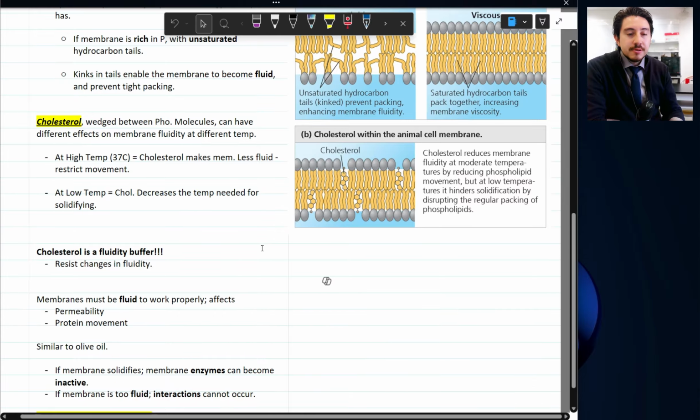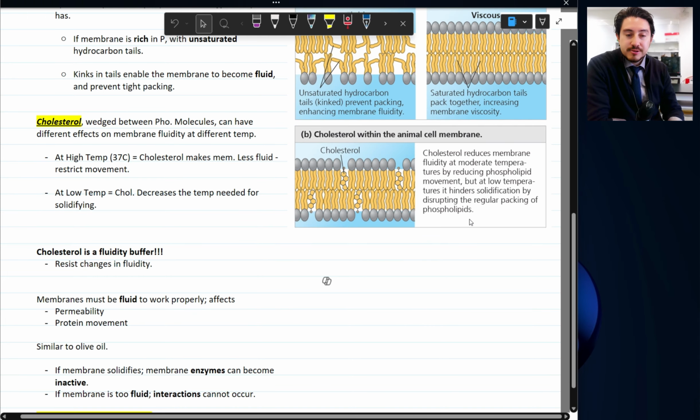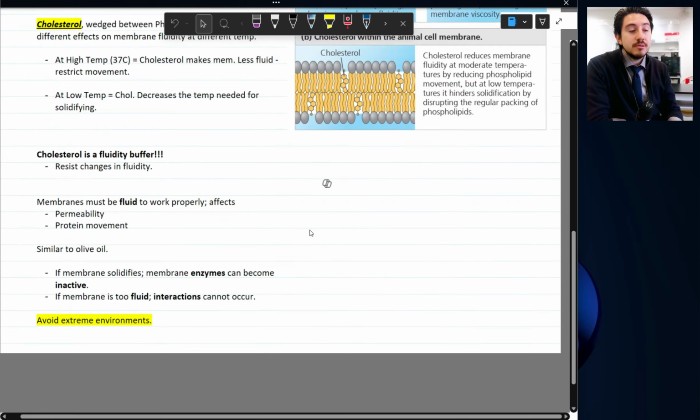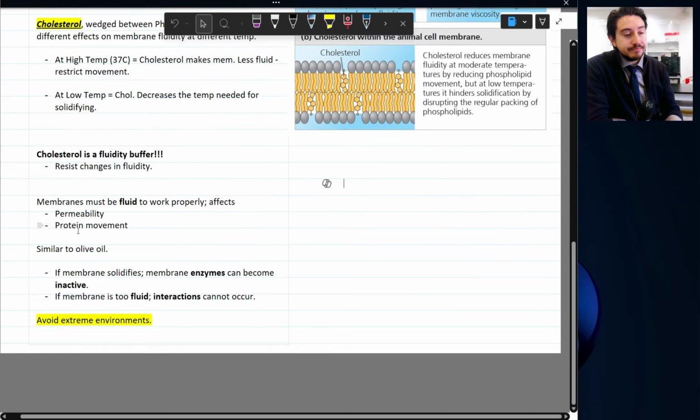Okay? So cholesterol reduces membrane fluidity at moderate temperatures by reducing phospholipid movement. But at low temperature, it hinders solidification by disrupting the regular packing of phospholipids. How can you tightly pack if there's something in the way from doing that? So ultimately, cholesterol serves as a fluidity buffer. Membranes must be fluid to work properly, as I mentioned before. This helps affect permeability, and this also helps protein movement.